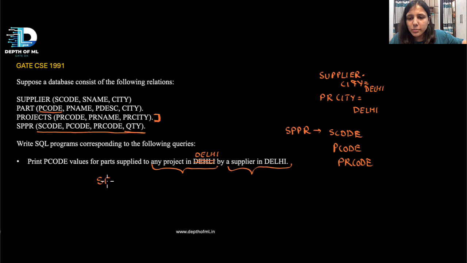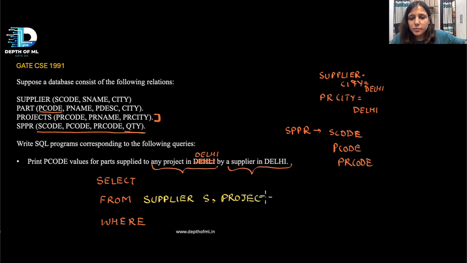So there will be 3 statements, right? We have select, we have from, and we have where. Okay, now there are 3 tables involved, so I'll have to join them, right? So I have to join supplier. So I'll use supplier as S. Then you have the projects table, so you'll use projects as P, and you will have SPPR as say SP. Okay, so these are the 3 tables, right? Now I want to join all of them. So how will I join all of them?